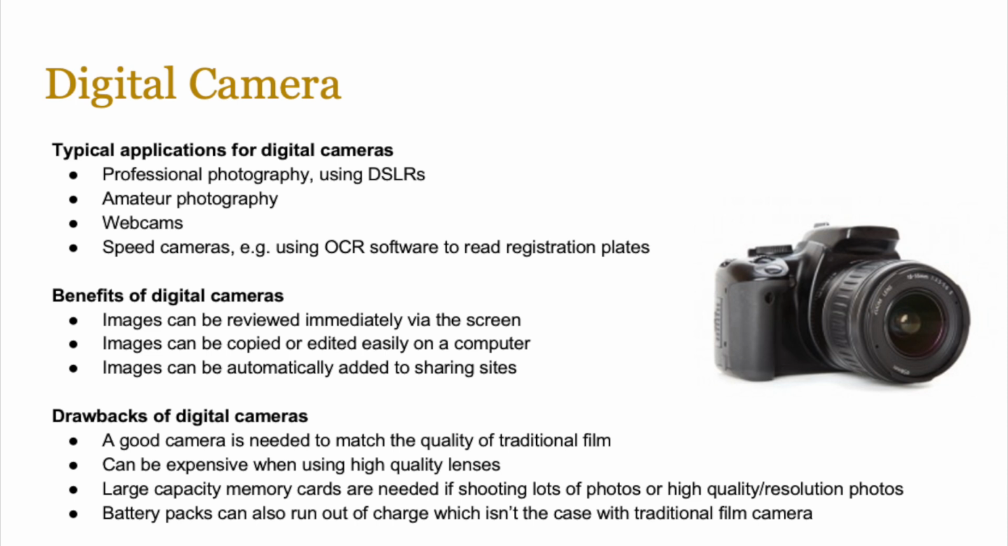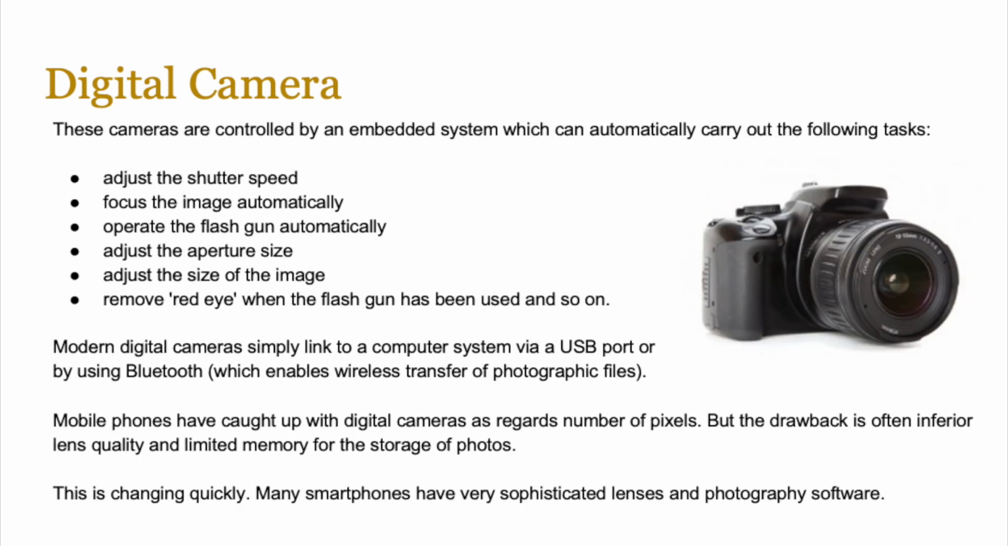Of course, there are some drawbacks to digital cameras as well. You really need a good camera to match the quality of traditional film cameras. They can be quite expensive, especially if you buy high quality lenses, which allow more light in. Large capacity memory cards are needed if shooting lots of photos or high quality, high resolution photos. And of course, they need power, so battery packs can run out of charge, which isn't the case with traditional film cameras.